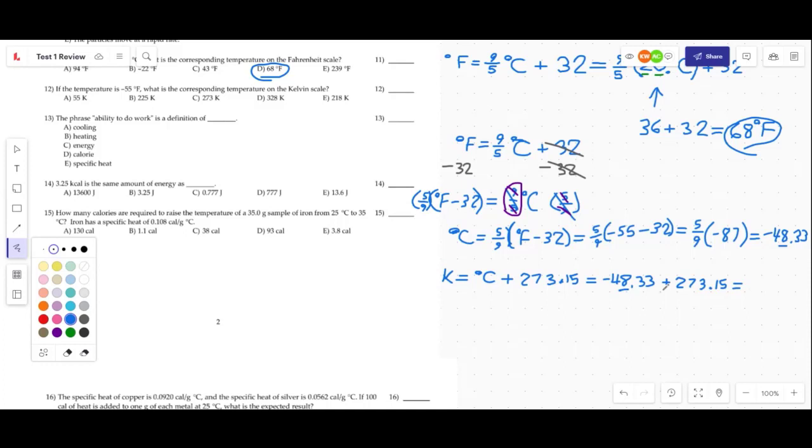224.8, which, since this is only the ones place, remember it's not how many sig figs you have, it's where the last significant figure is. You round to the one with the fewer decimal places, so I'm going to have to round to the ones place here, and so this will end up being 225 Kelvin. And that will in fact be B. So well done.